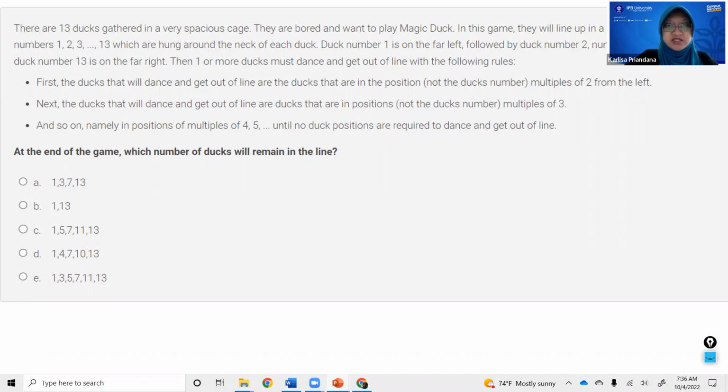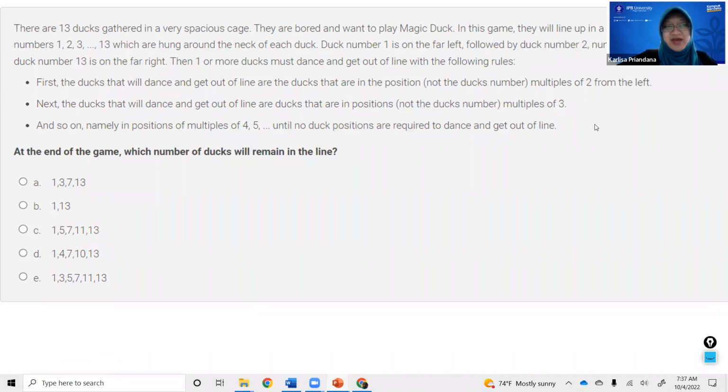Then one or more ducks must dance and get out of line with the following rules. First, the ducks that will dance and get out of line are the ducks that are in the positions multiples of 2 from the left. And next, the ducks that will dance and get out of line are the ducks that are in positions multiples of 3. And so on, namely in positions of multiples 4, 5, and so on, until no duck positions are required to dance and get out of line. At the end of the game, which number of ducks will remain in the line?